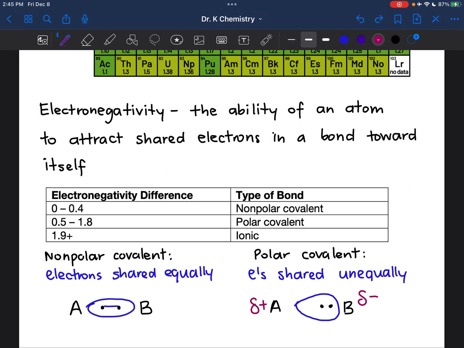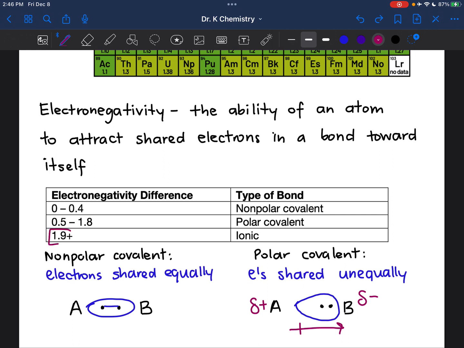That is what we call a dipole. Sometimes it's expressed by these partial charges. Sometimes it's expressed with an arrow pointing toward the more electronegative atom, and then a little plus sign on one side of the arrow to indicate the side that has less electron density.